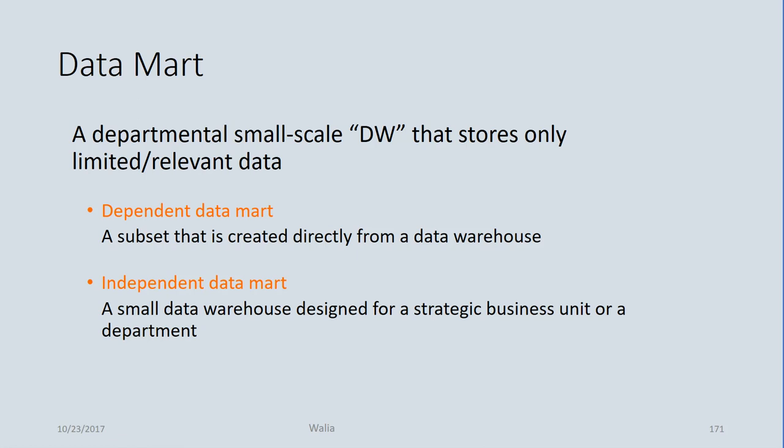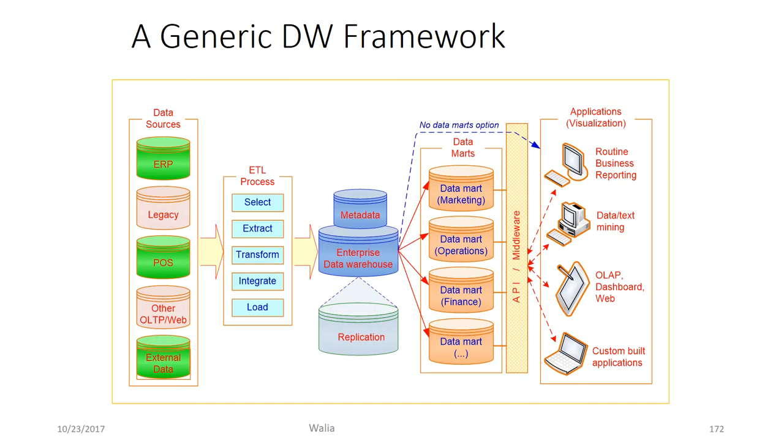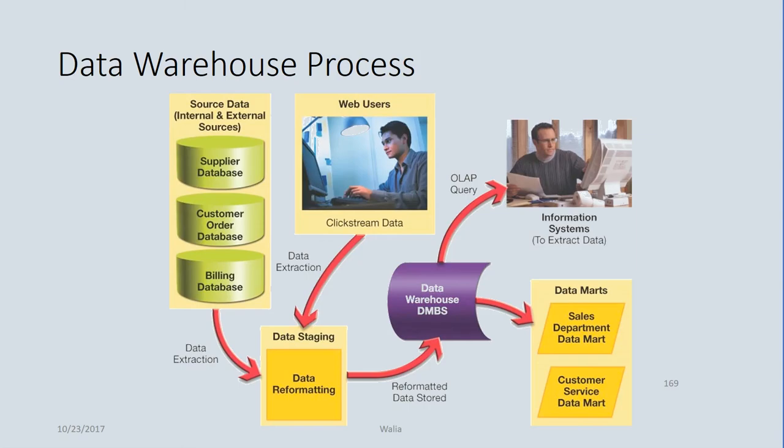So there are two kinds of data mart: dependent data mart and independent data mart. So what is that? Dependent data mart is where your company has this big, huge, nice data warehouse, and you take a slice of it to create a data mart, or the data in which you are interested. That would be a dependent data mart.